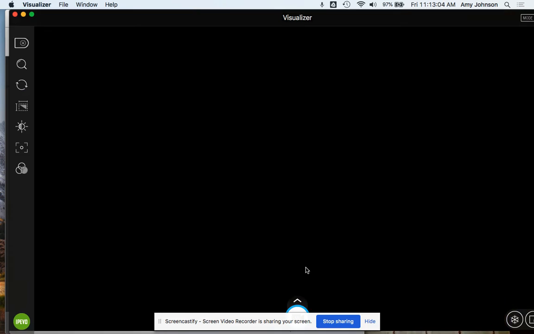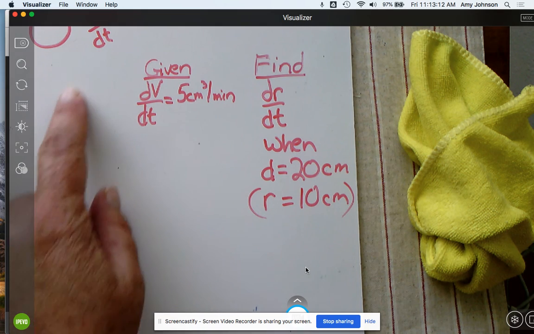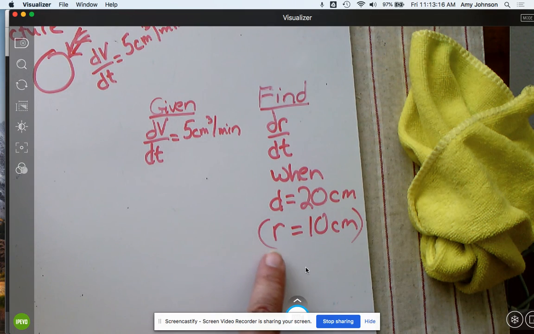So the next thing they want you to do is talk about what the relationships or equations are that you can use. Well, it makes sense to use volume because they're giving me information about volume, and I'm going to be looking for radius. Since the volume formula uses radius, I'm going to get dr/dt by using volume.